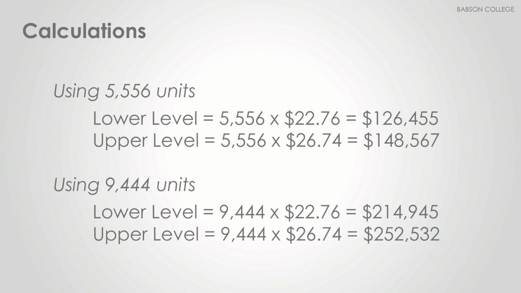Now let's use that same process for the upper level estimate of about 9,400 units that we could potentially sell. Multiplying that by the lower limit, that should result in about $215,000 in sales. And if we multiply that by the upper limit price, that should generate a little bit more than $250,000 in sales. These calculations tell us that our worst case scenario is that we should be able to plan for about $125,000 in sales revenue, with our best case scenario being over $250,000.